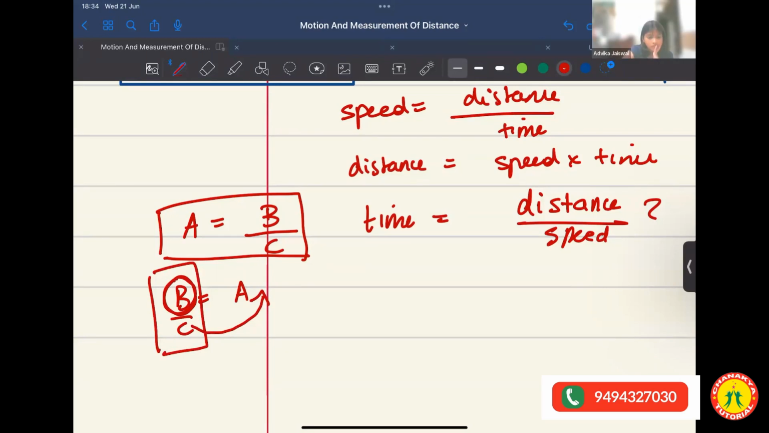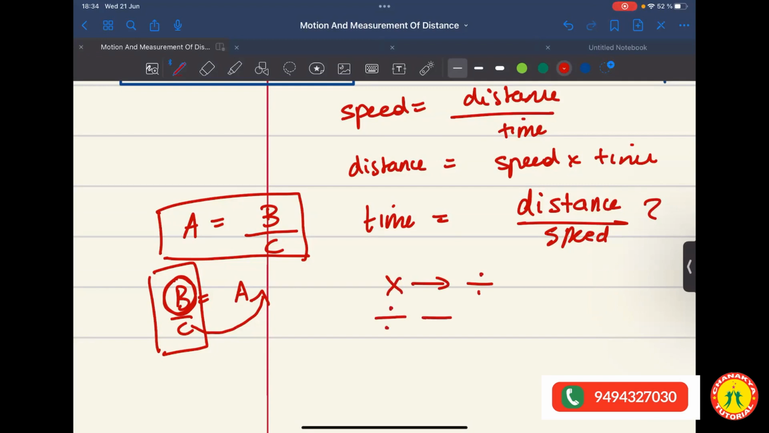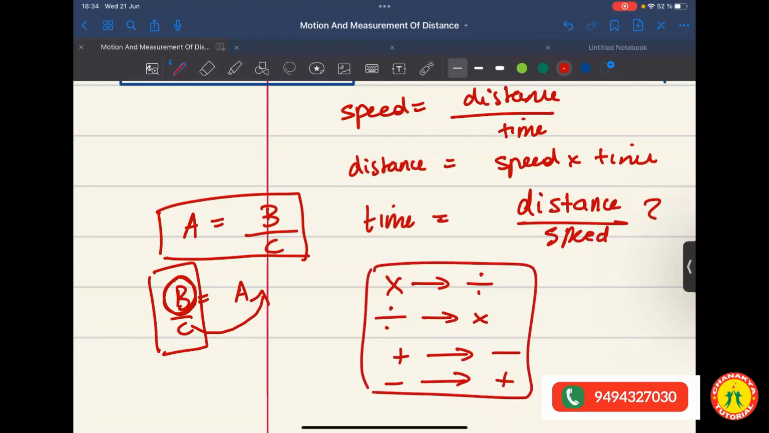Division. So when a term moves from left to right, from one place to another, division becomes multiplication. Multiplication becomes division. Addition becomes subtraction. Subtraction becomes addition. It's always like that. This is the universal mathematical law.